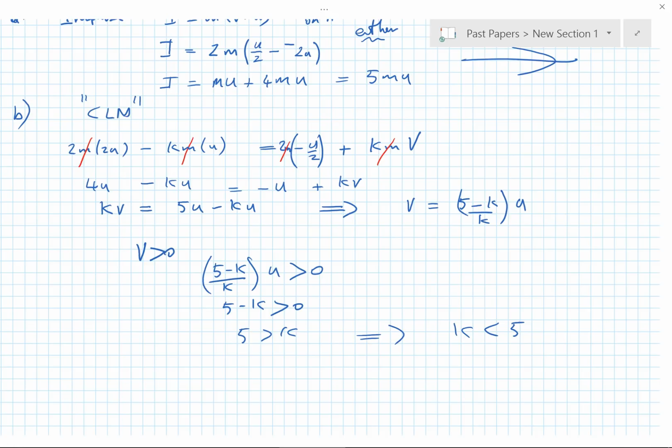Probably okay when you see it, but a lot of people haven't seen that type of thing in M1 very often, which is probably why the question stumped quite a few people. Okay, let's have a look at question 4.